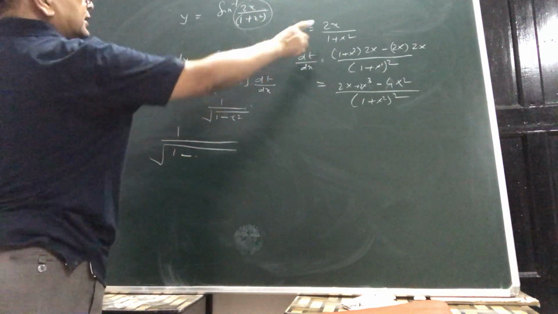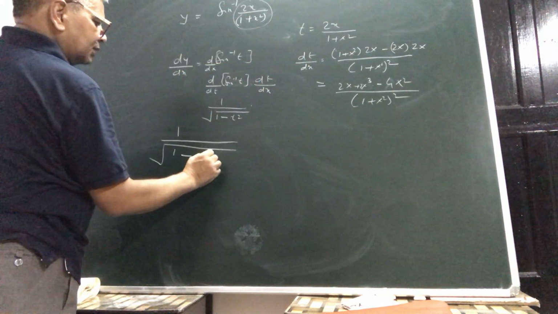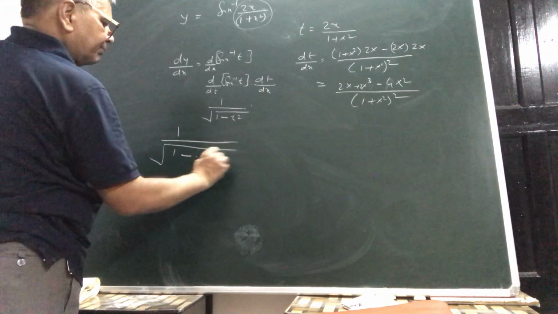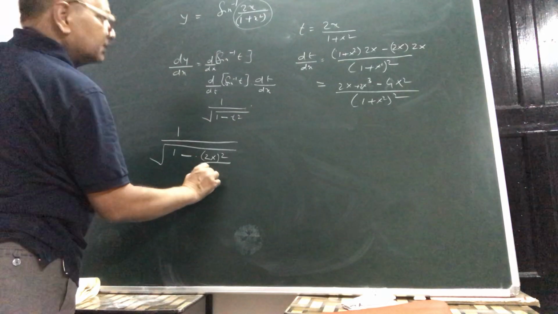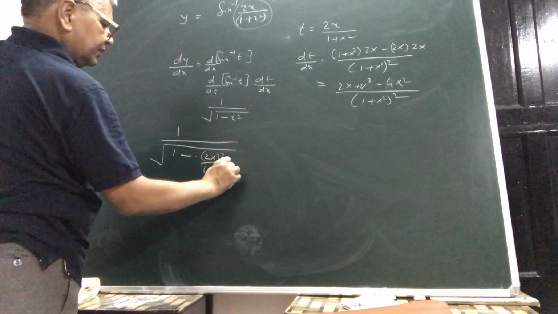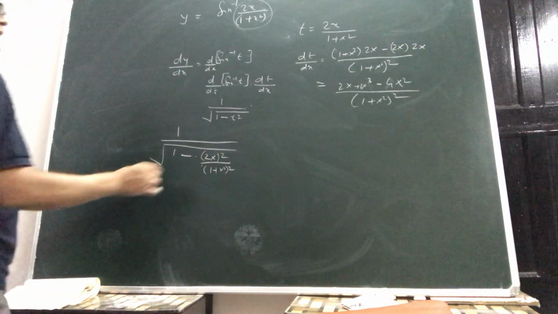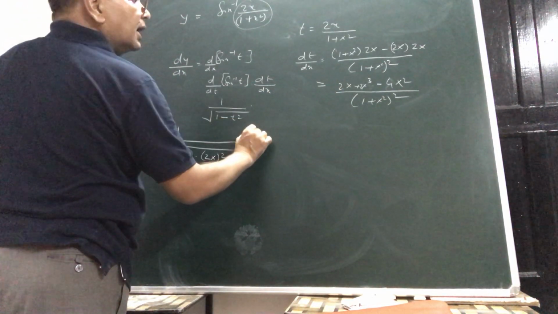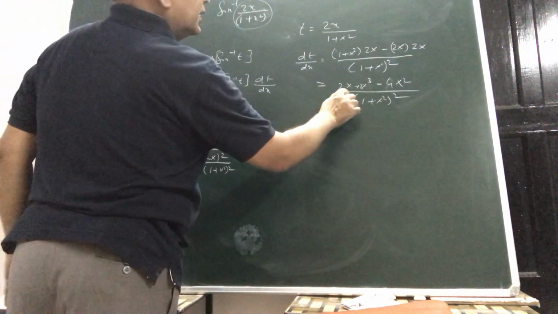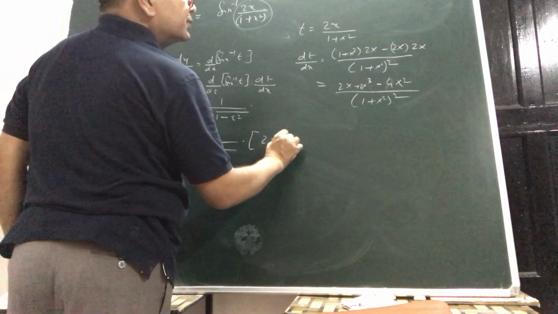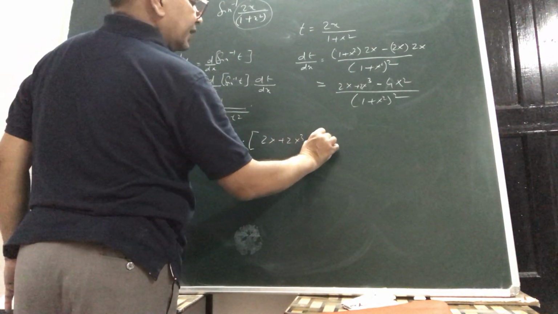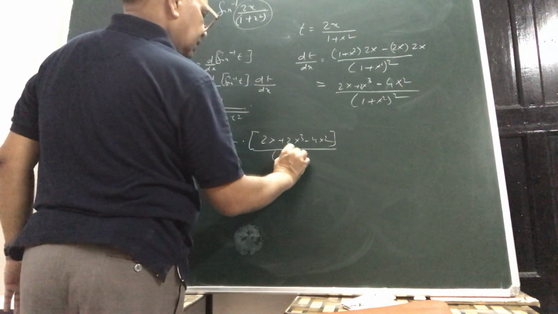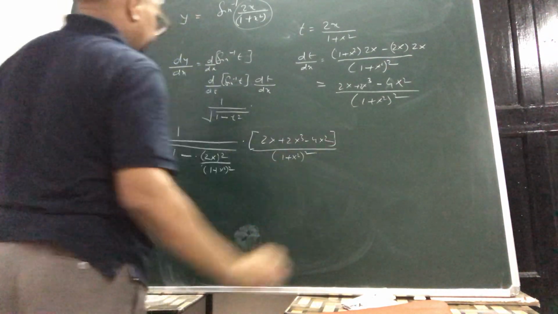1 minus t square. t square is what? 2x whole square upon 1 plus x square whole square. Let us simplify this thing into dt by dx. We will put this much of thing: it is 2x plus 2x cube minus 4x square, the whole upon 1 plus x square whole square.